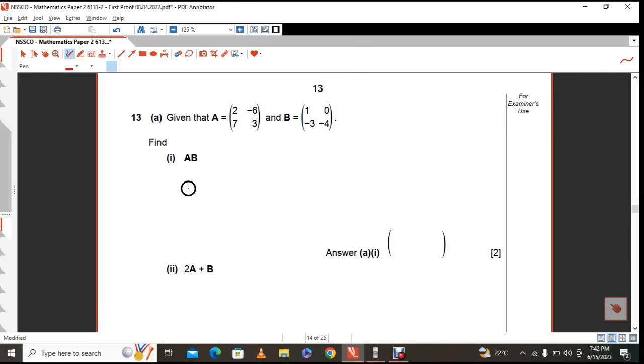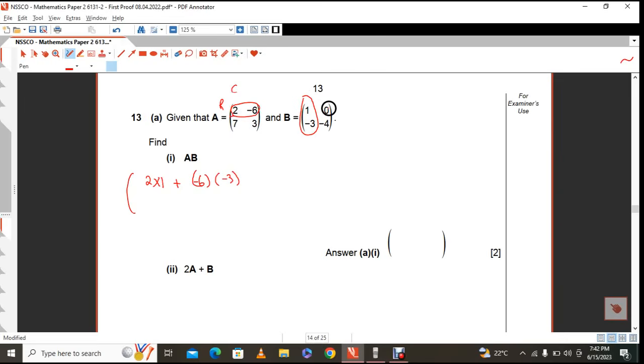AB, you multiply the two together, of course. When you multiply, you will have to take the first row. Now remember, you have got rows and columns. I'll put a C here, that's column, and an R here, that's row. Okay, so we're going to multiply in this way, and I'm going to write here 2 times 1 plus negative 6 times negative 3. So I'm taking row. Can you see that? This first row. And I multiply it with a column.